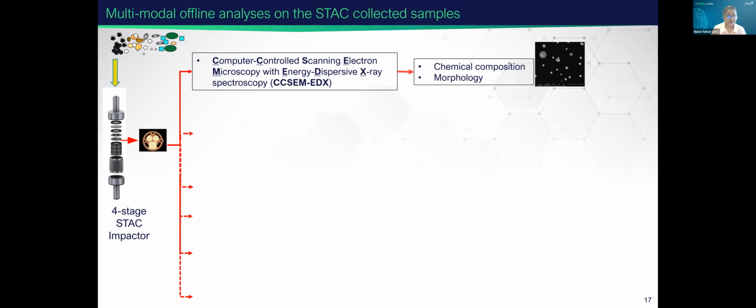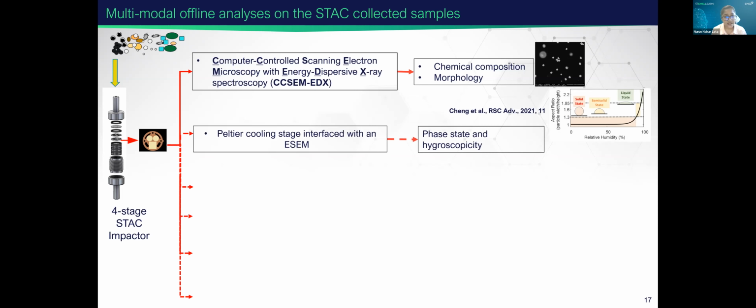The stack collector samples can be used for different multimodal analyses. At each stage we can collect particles on different substrates, such as carbon B film and silicon nitride substrates. Different substrates can be analyzed with different multimodal offline chemical analysis techniques. One of the most used techniques is computer-controlled scanning electron microscopy with energy dispersive X-ray spectroscopy. This gives us elemental composition and morphological information, which is crucial for understanding aerosol processes in the atmosphere. With our computer-controlled SEM system, we can analyze more than 1,000 particles in a few hours.